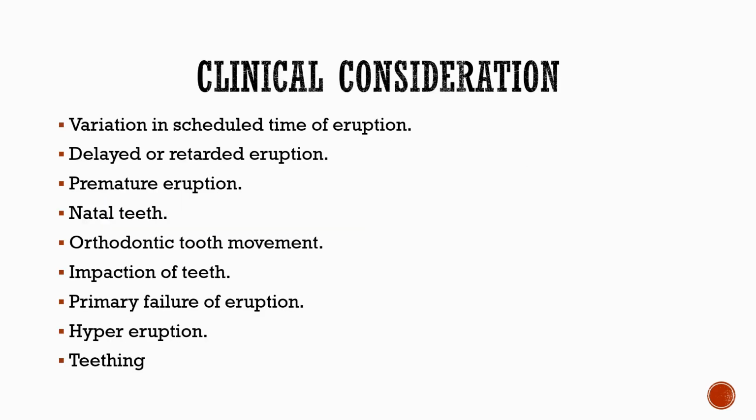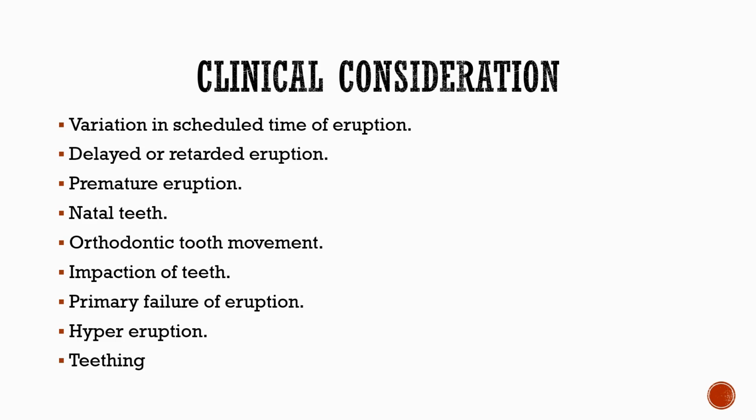Now, what's the clinical consideration? Variation in schedule time of eruption. What does it mean? That generally there is a remarkable consistency of the eruption schedule of the human dentition that reflects a programmed eruption process. But sometimes there is a variation. Sometimes it delays, sometimes it's premature eruption, or it can be natal teeth.